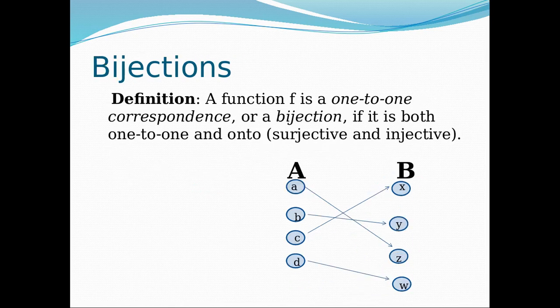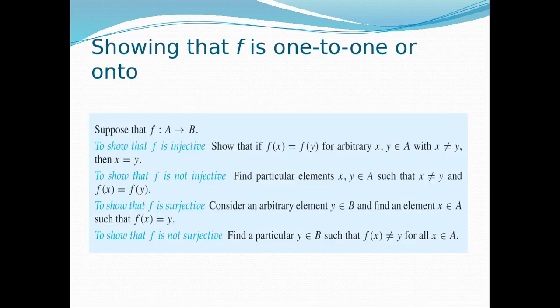No element is left. Bijection is a function which is one-to-one as well as onto, which means that no element is left here as well as everyone is assigned one-to-one. So it is called a bijection, which is surjective as well as injective. Please don't get confused by the terms. The terms are one-to-one and onto. If a function is one-to-one and onto, then that function is called a bijection.